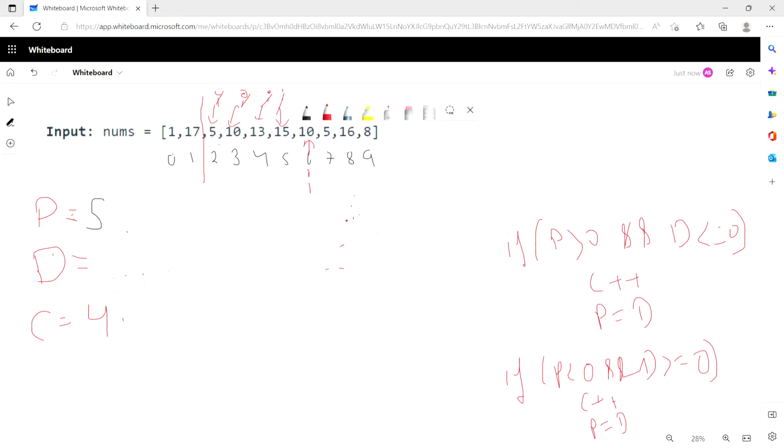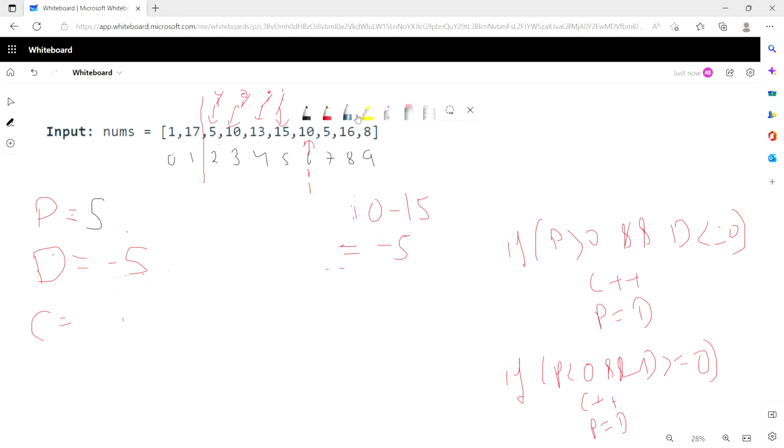So let's check the current difference. We have to check the successive difference, so from the 15, 10 minus 15. 10 minus 15 is minus 5. So the current difference is minus 5. As you can see, the previous difference is greater than 0, here 5, and the current difference is less than 0, minus 5. So we have to increment the count, simple.